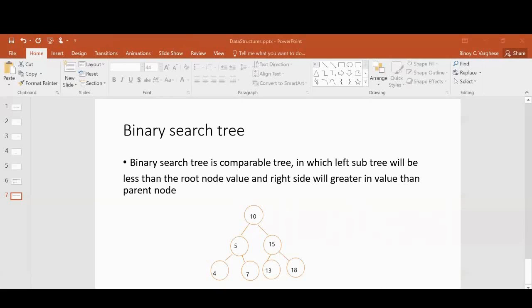So these are the starting points, the introduction to the tree data structure. Let's code one by one in the following videos.